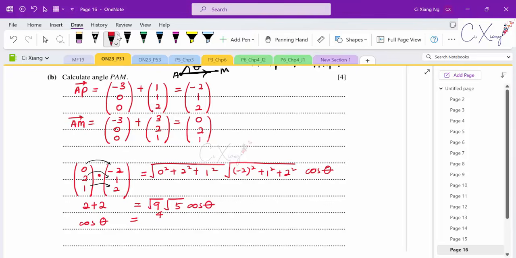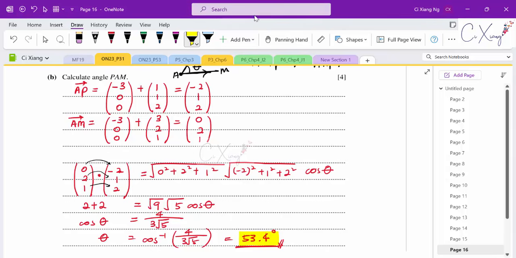You move everything to one side, so you have 3 with square root 5. Therefore, theta should equal cos inverse of 4 over 3 square root 5. Then you can get the answer 53.4 degrees. Of course, you can keep your answer in radian form if you want. For radian form, you need to make it 3 significant figures. For me, I prepared the answer in degrees, which is 53.4.